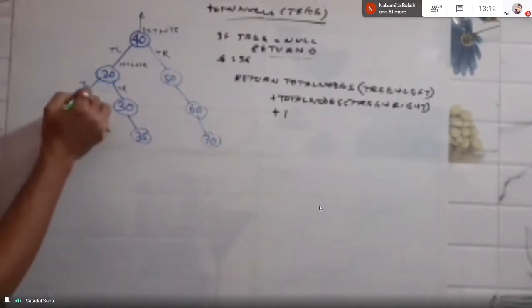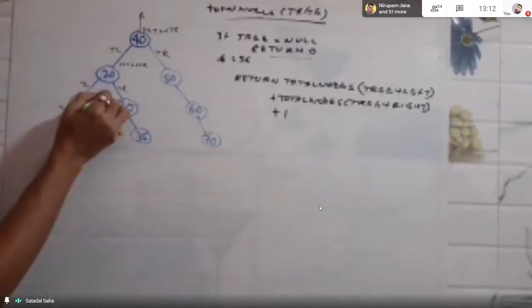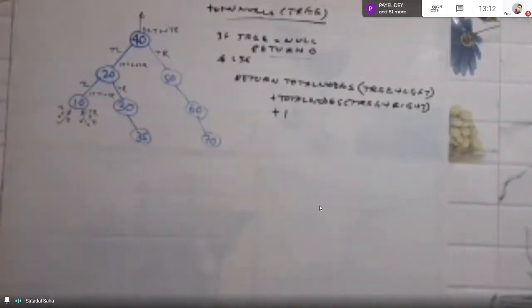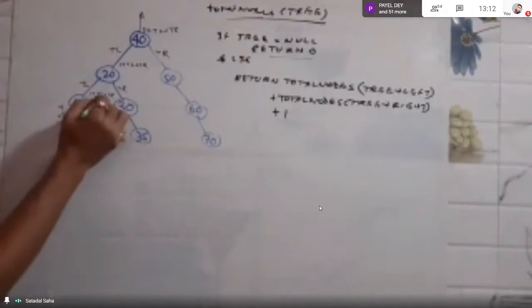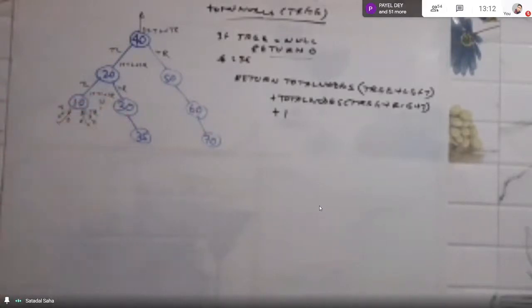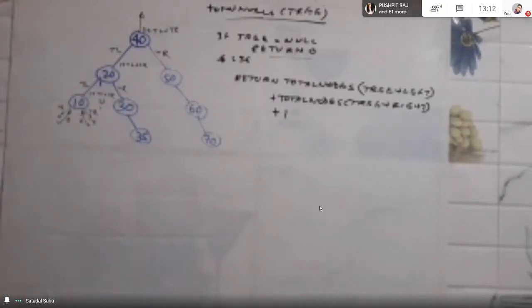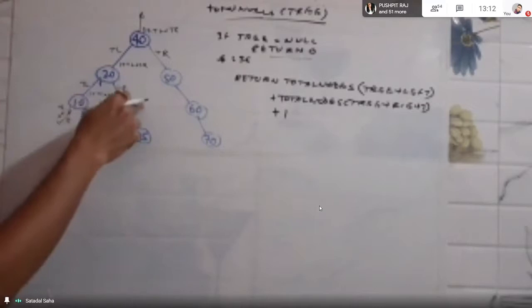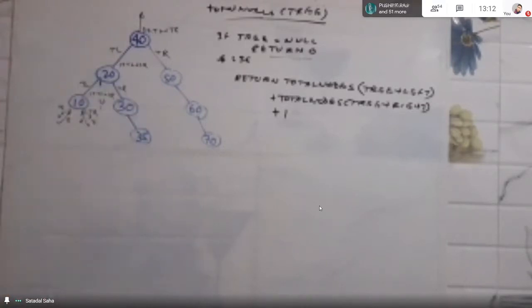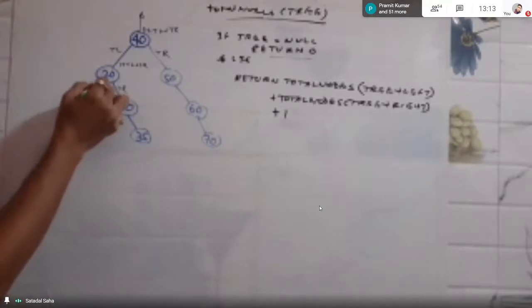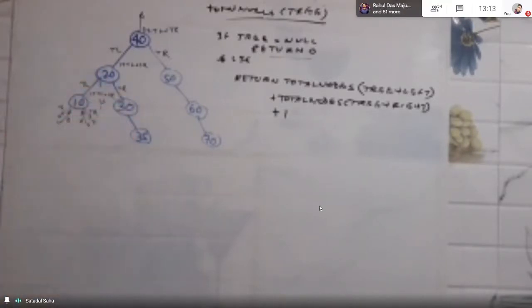Okay, so when 10 is returning, it is actually returning 1 plus TL plus TR, which will be equal to 1. So 10 will return 1 over here. And then sitting at 20, it will call this TR, the right side. Its left side is already over, it is 1. It is now calling its right side with the value 30.